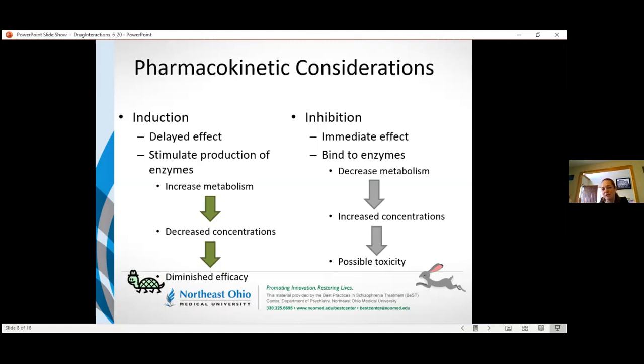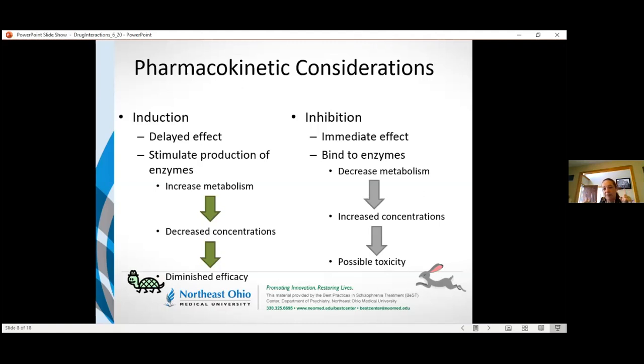There are 2 classes, so reversible and irreversible. The irreversible ones, once they've bound to that enzyme, it's out of commission, and we're not going to see new enzymes made for a while. For the reversible ones, they may bind and let go, so you may still see some additional activity, but it's much less than if that wasn't in place. So binding to that enzyme, it's not able to function, less metabolism. We get higher concentrations and potential for toxicity. And again, the hare down here, just because that can happen right away.